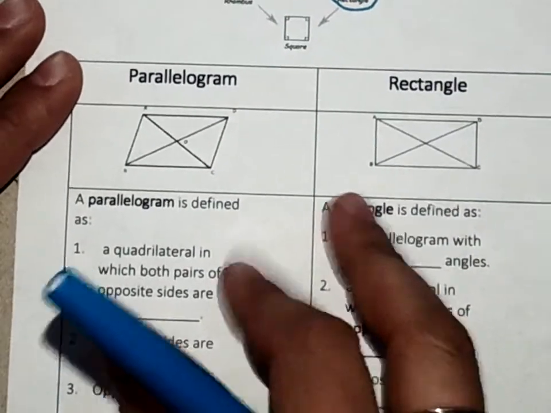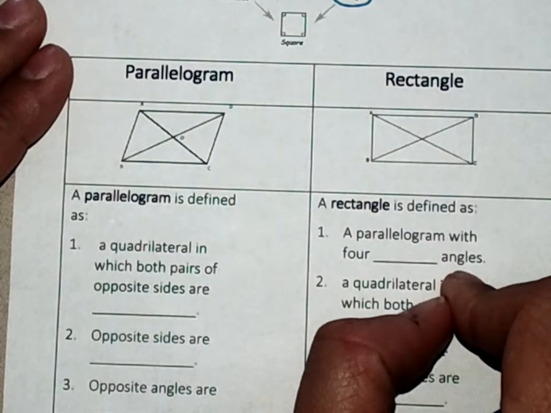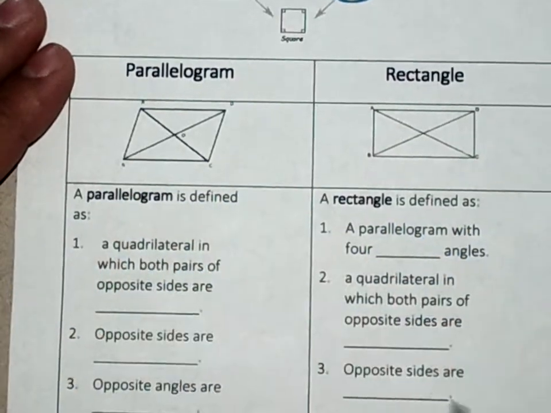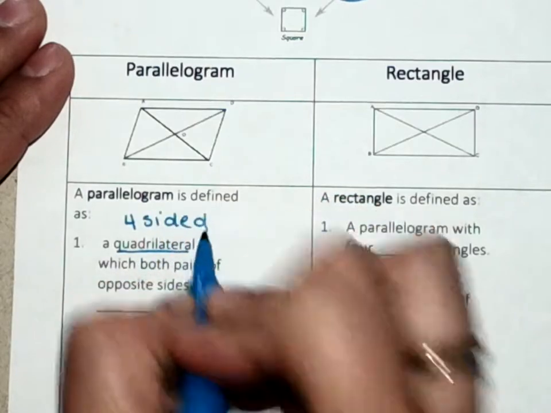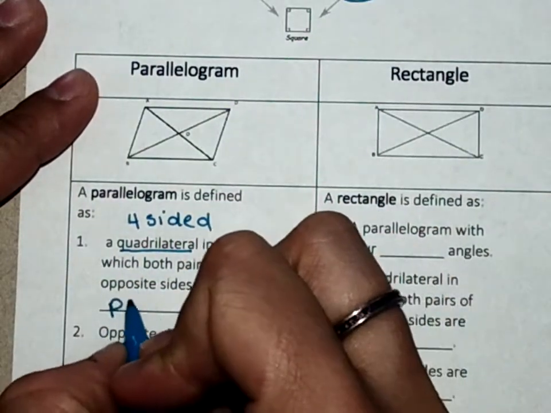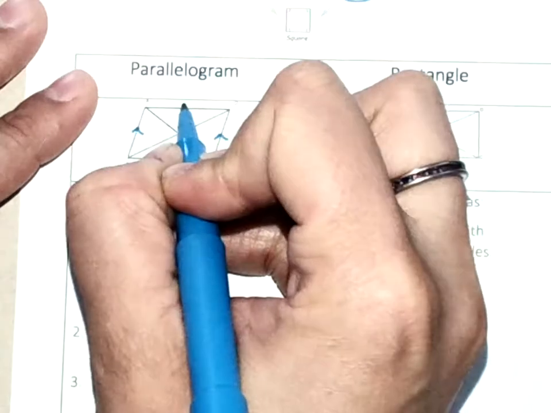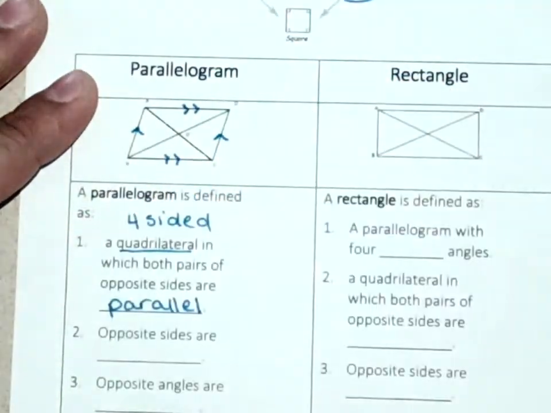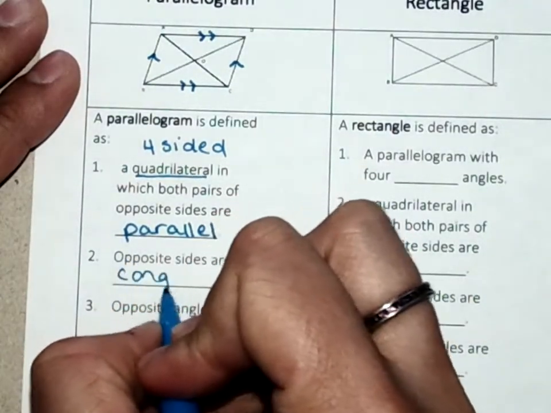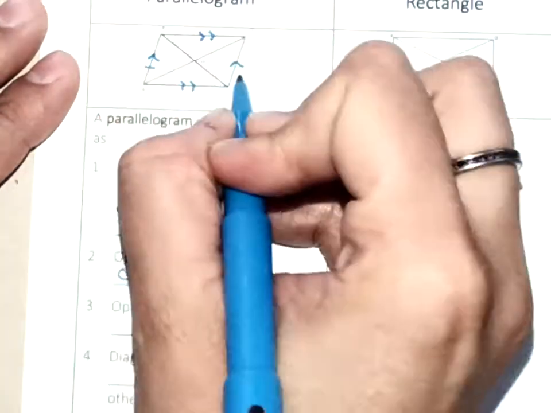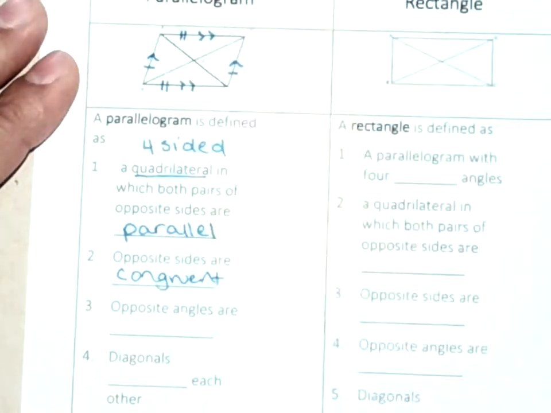Let's first move down to our properties and discuss what makes something a parallelogram, what makes something a rectangle. So a parallelogram is defined as a quadrilateral, again, which is a four-sided figure, in which both pairs of opposite sides are parallel. So this side is parallel to this side, and this side is parallel to this side. Opposite sides are also congruent. So not only are they parallel, but this is an equal distance to this, and this side has an equal length to this side.